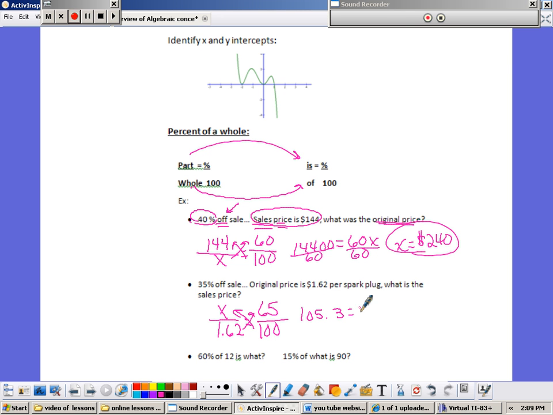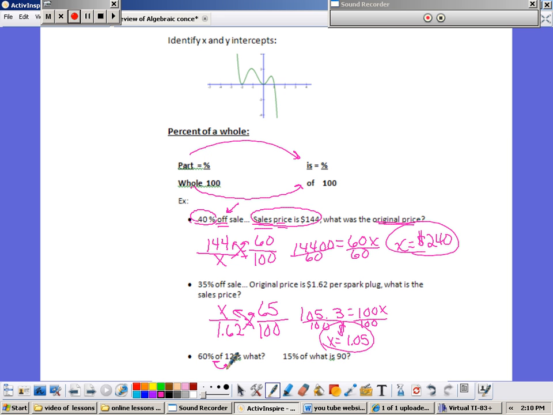So 10,530 equals 100x. Divide by 100. X is 105 with a 3, but I can't have 3/10 of a penny. So always think, do I want off or paid for? Okay, and then readjust using the 100%.